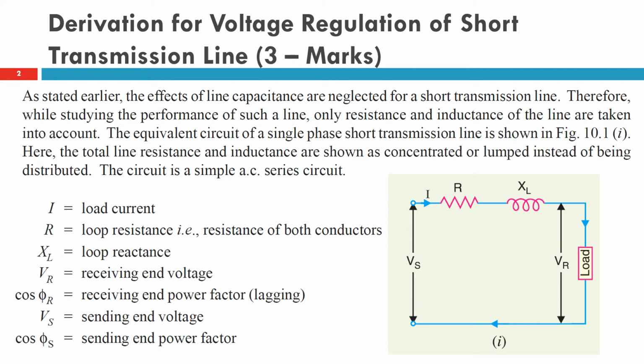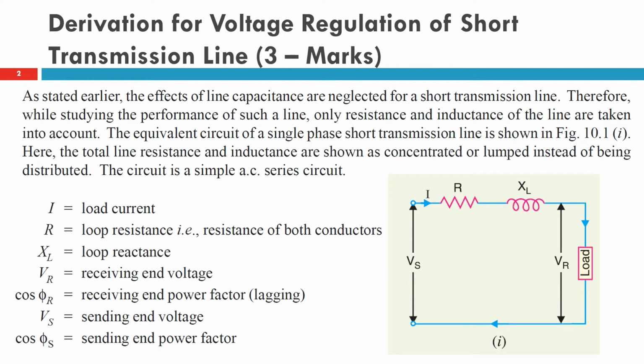In this short transmission line, the capacitance effect is neglected. As I told you earlier, for the short transmission line, the voltage levels are limited up to 33 kV, and that's why the effect of the shunt capacitance is not predominant. So it is reasonably accurate to neglect the effect of line capacitance in case of short transmission line. Hence, the short transmission line is represented only by the series components, that is series resistance R and series inductive reactance XL.